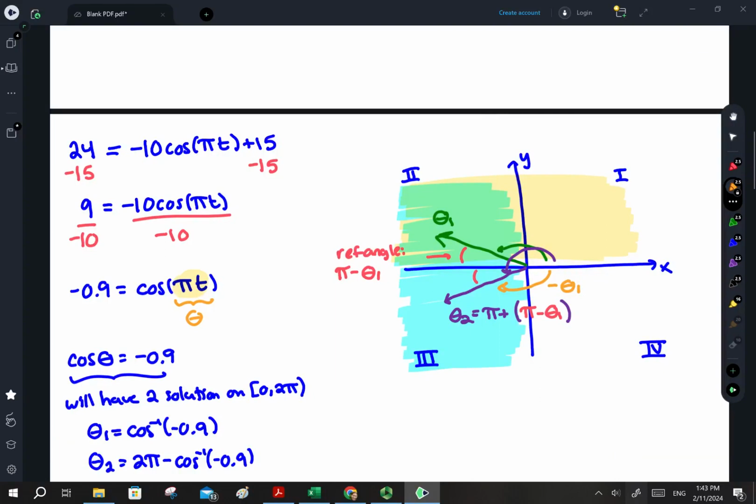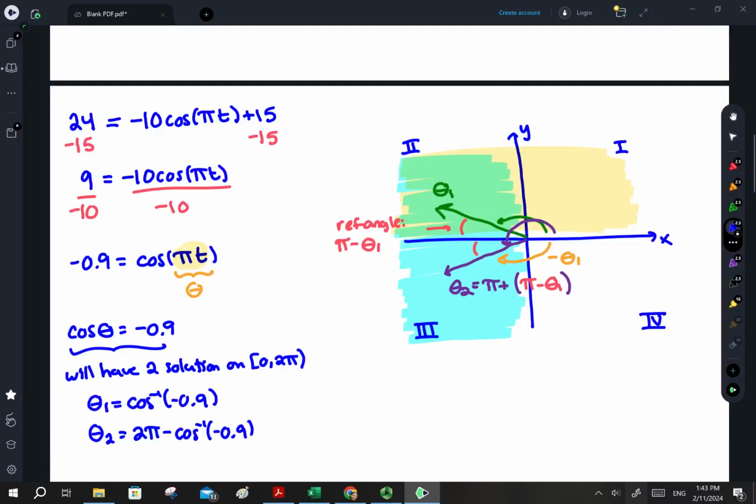And this is a general rule that you can use anytime you have an equation with cosine in it. The first angle will be the inverse cosine, assuming you've isolated the cosine function, and the second angle will be 2 pi minus the inverse cosine of whatever the number is. So for this problem, the inverse cosine of negative 0.9 is approximately 2.690566.